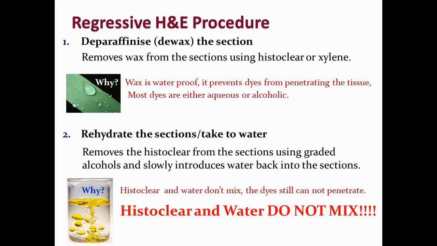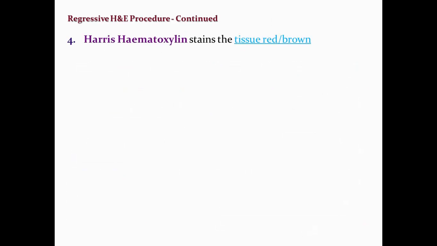Just remember, HistoClear and water do not mix, so make sure that your reagents are set up in order and that water and HistoClear are never next to each other. So after we've removed the wax from the sections and replaced it with water, we're now ready to stain our sections with some dyes. The first dye that we'll use is Harris hematoxylin. This stains the tissue a red-brown colour. So let's have a look.